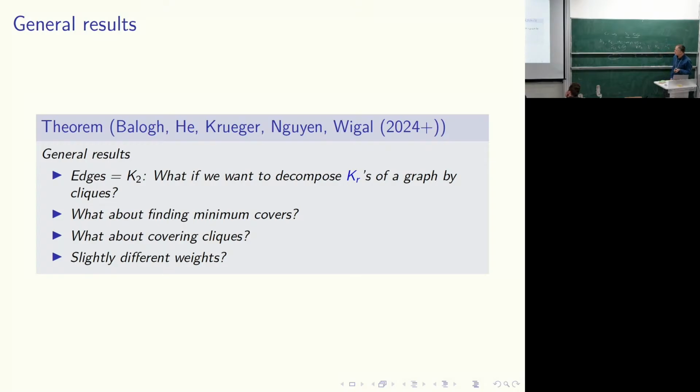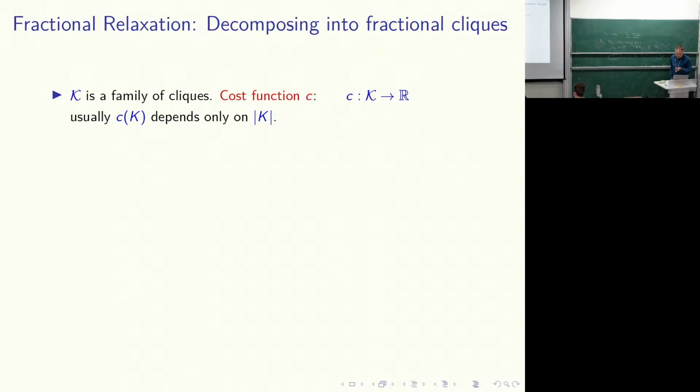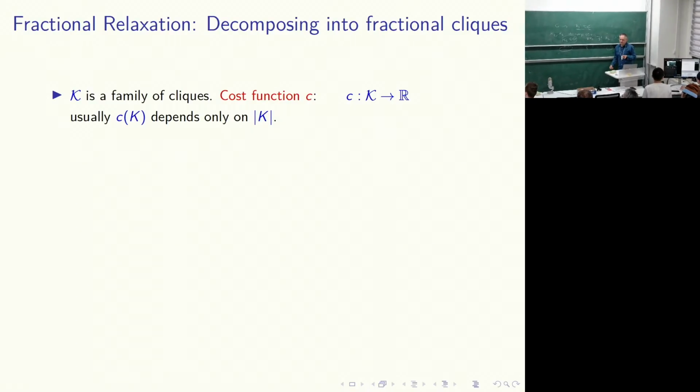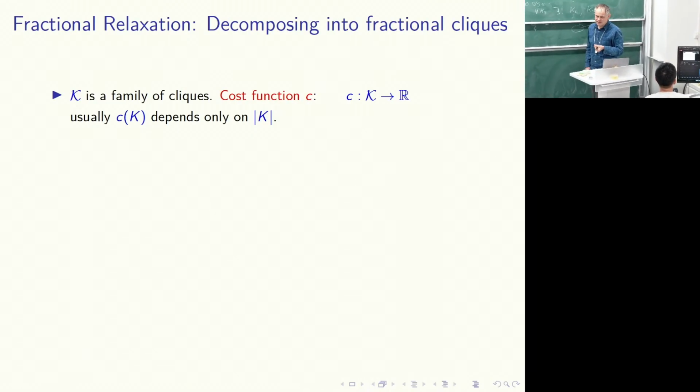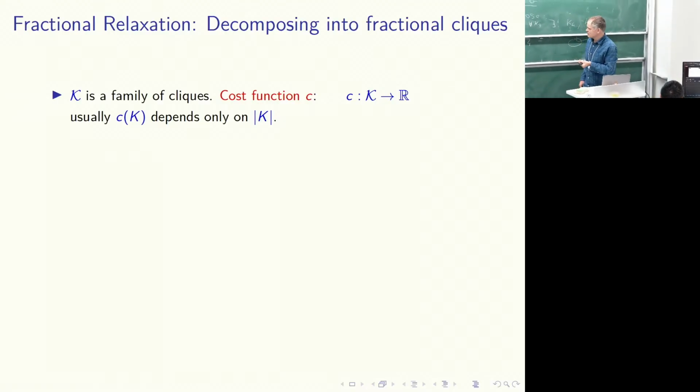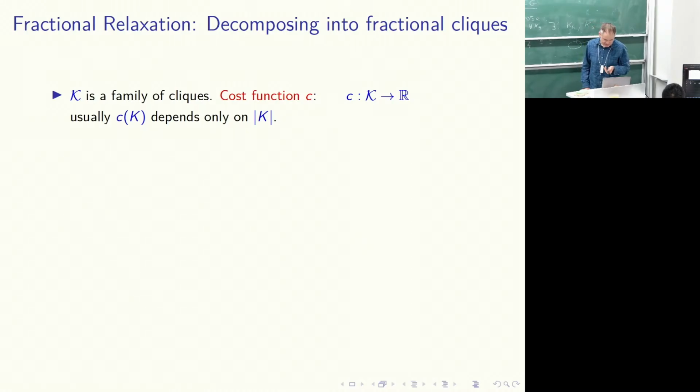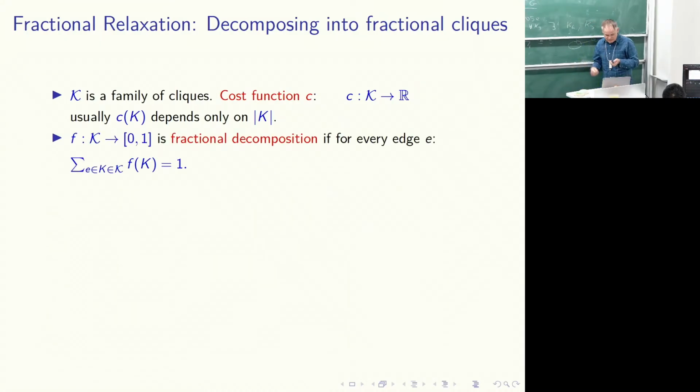Okay, and one can ask why we work with this weight. What happens when we have different weights? In general we can just say that we have a cost function that assigns a cost to each clique size, like the number of vertices of the clique, or the original results where all the costs were 1, or the number of vertices minus 1. So there's just one general setup.